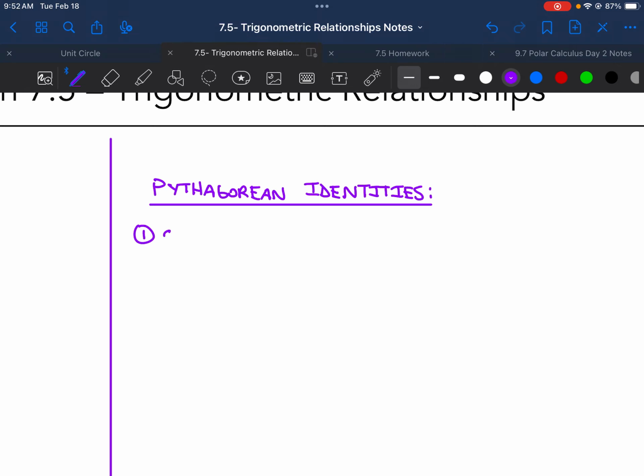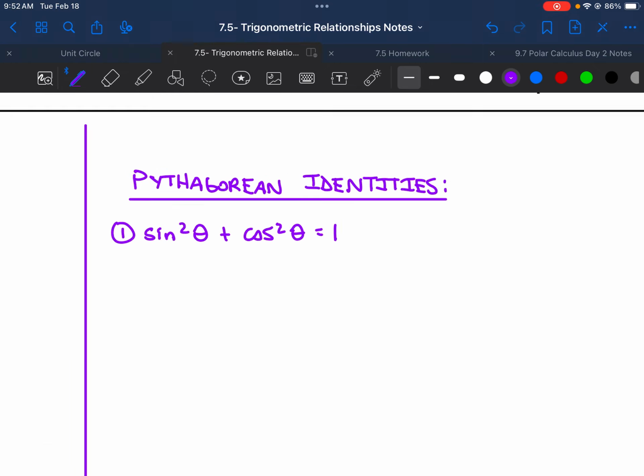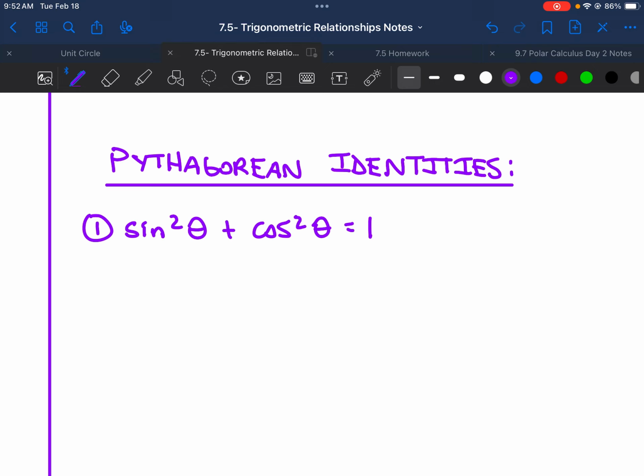First one, sine squared of an angle plus cosine squared of an angle is equal to 1. Now, we can rearrange this and actually come up with 2 new identities. If I took this sine squared of theta and I subtracted it to the right side, we would have cosine squared of theta equals 1 minus sine squared of theta. So this is an equivalent relationship, it's just rewritten.